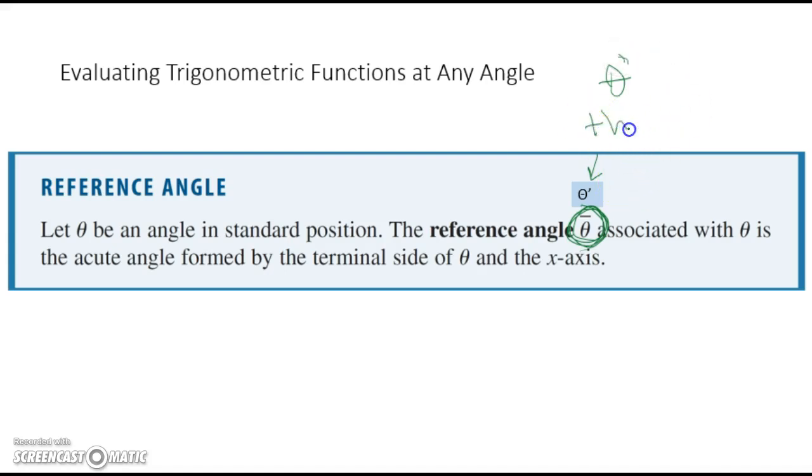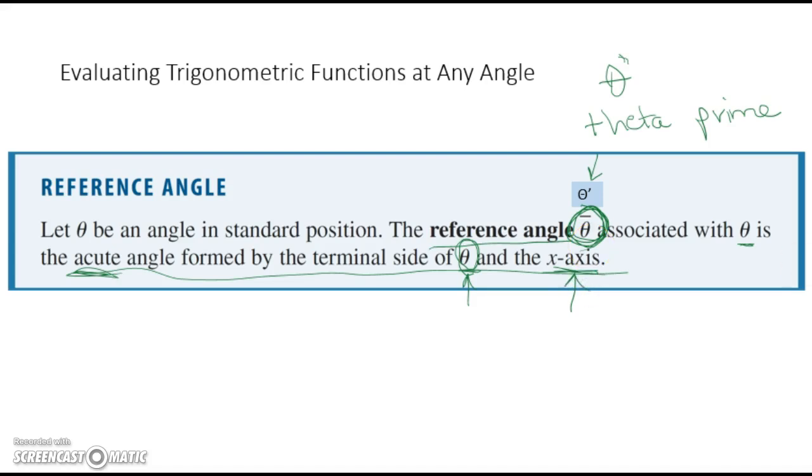So this is theta prime. And theta prime stands for the reference angle to some angle that we're given in the plane. And it is associated with the original angle measure theta, and theta prime will be the acute angle formed by the terminal side of theta and the x-axis. So if we're looking for a reference angle, we've got to be given an angle measure and find the acute angle between that measure and the x-axis.